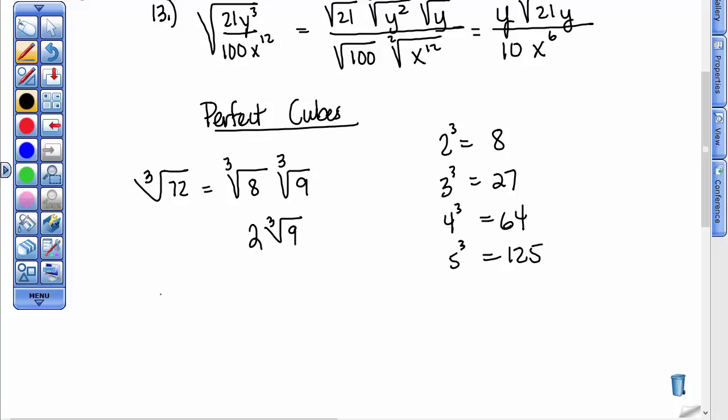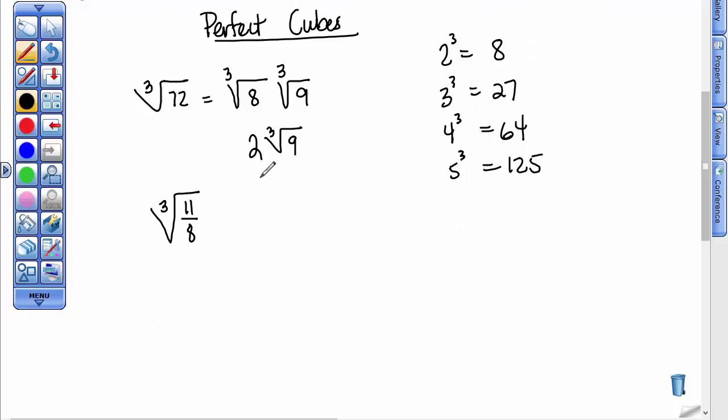Finally, my last example, the cubed root of 11 divided by 8. I'm just going to think of as the cubed root of 11 over the cubed root of 8, and the cubed root of 8 is the number 2. Can't do anything with the cubed root of 11, and I'm all set.